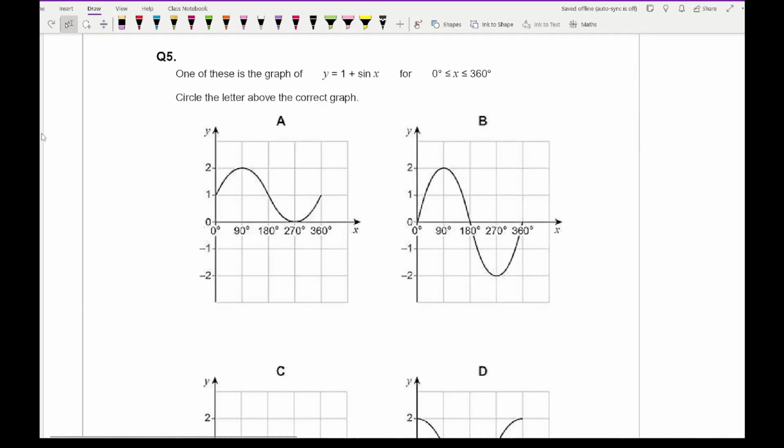Moving on to question 5, it says one of these graphs of y equals 1 plus sine x for 0 to 360, circle the letter above the correct graph. Now for this, what we're doing is we're basically adding 1 to the function.